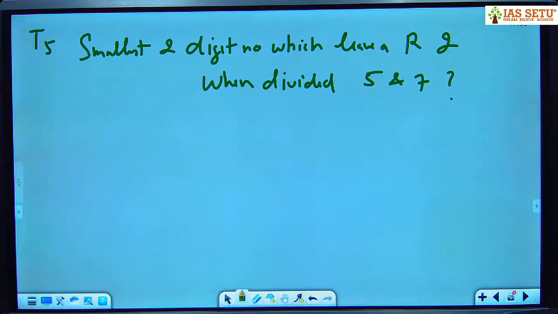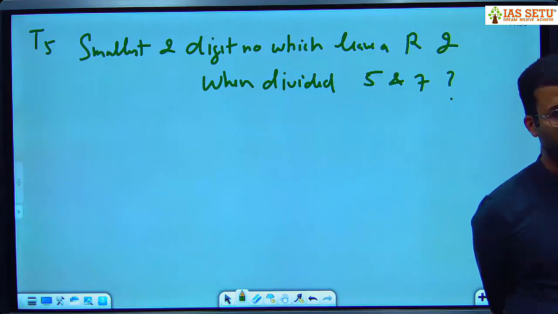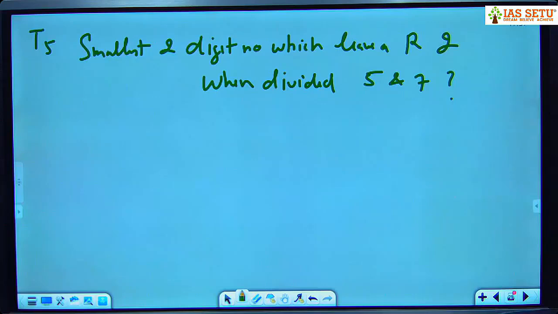Arvind, for you also there is a homework. 6th, 7th, 8th NCERT number system topic, solve, and you have to send on that same email. I will check it.